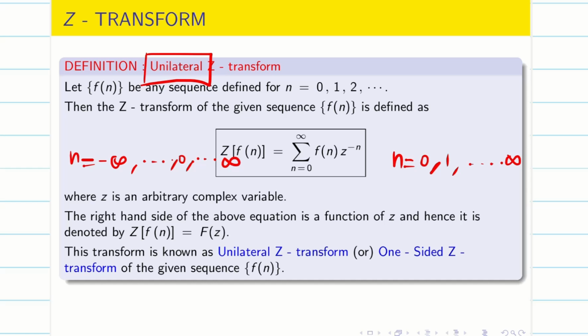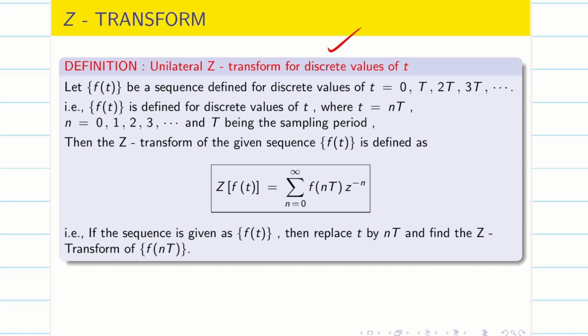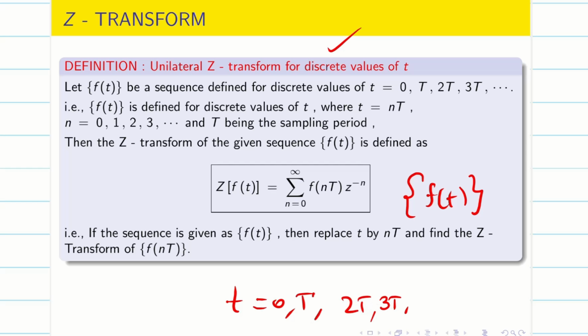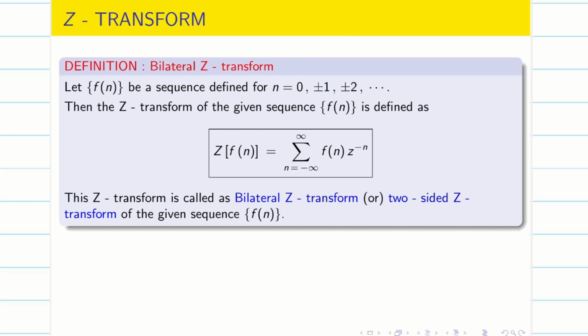Suppose my n values start from minus infinity and go to infinity, it is going to be the bilateral Z transform. Then there is another version of Z transform, when you take f of t to be the sequence where t is equal to 0, capital T, 2T, 3T, etc. They are the discrete values. Then the formula is defined as summation n equal to 0 to infinity small f of nT z power minus n. So this will be helpful for your MCQ purpose. This is another definition. Bilateral Z transform, as I said, the only change is n varies from minus infinity to plus infinity.